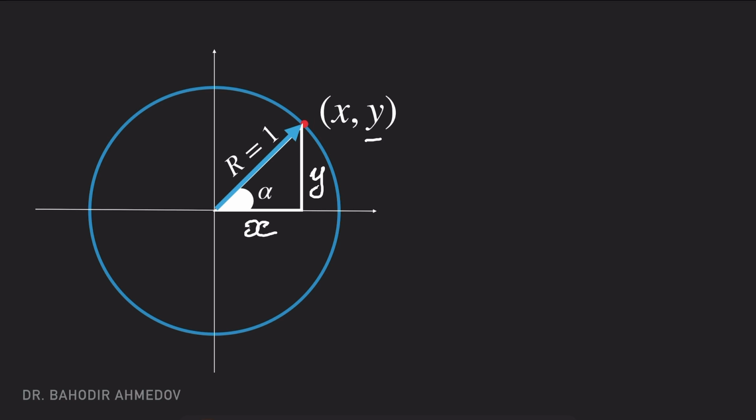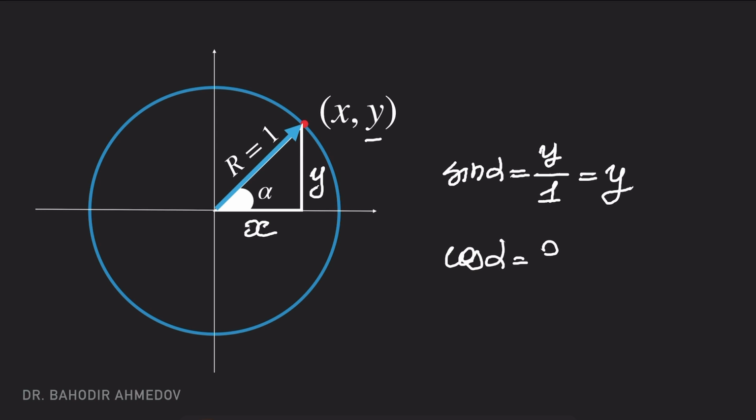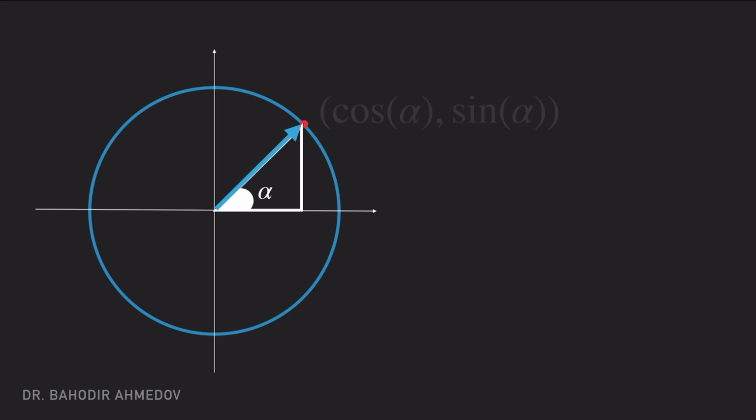So in this case, the sine of this angle alpha is going to be equal to y divided by the hypotenuse, which in this case is equal to 1, since the radius of a unit circle is equal to 1, and so it is simply y. And the cosine of the angle is going to be equal to x divided by 1, which is simply x. So essentially, the x and y coordinates of the point are going to tell me the values of the sine and the cosine for this angle.